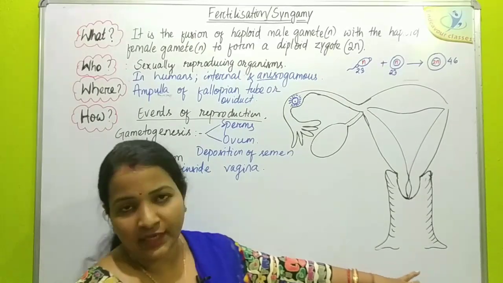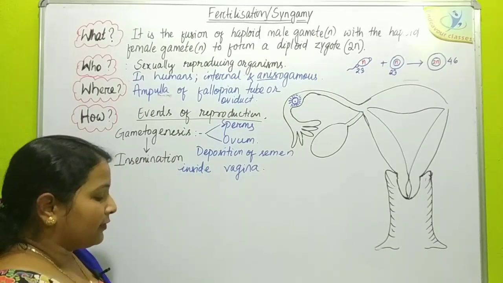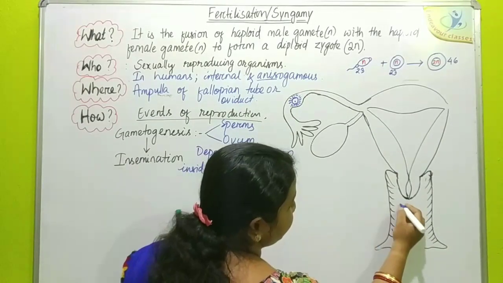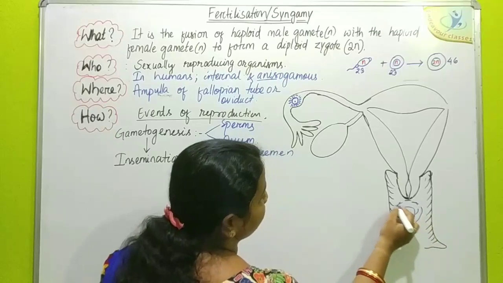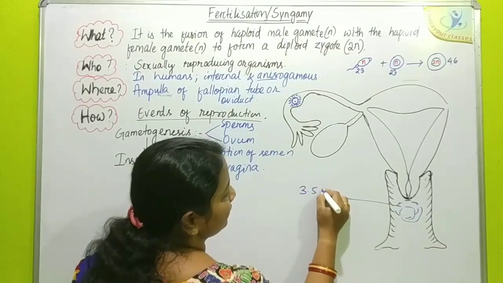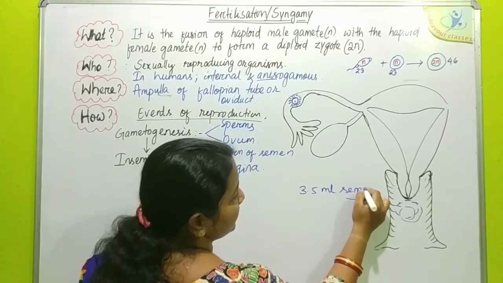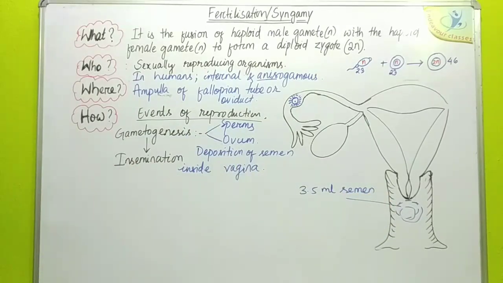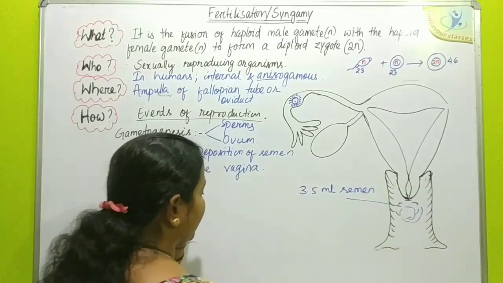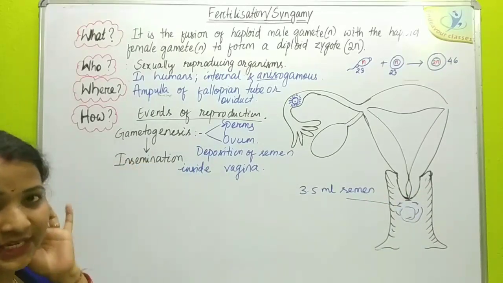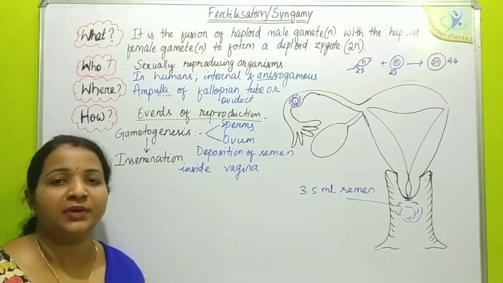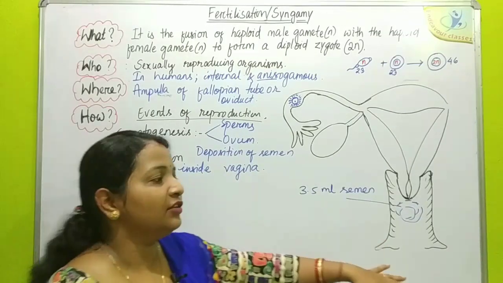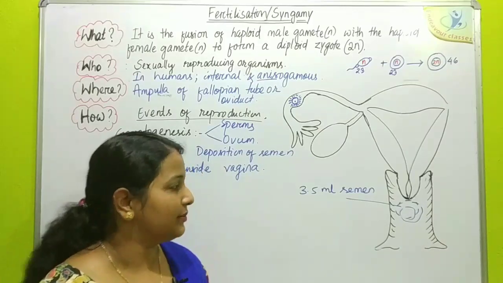So during sexual intercourse, about 3.5 ml of semen is ejaculated inside the vagina, deeply inside the vagina near the cervix. So what is ejaculation? Ejaculation is the exit of semen out of the penis, and when it is deposited inside the vagina, then that is called insemination.